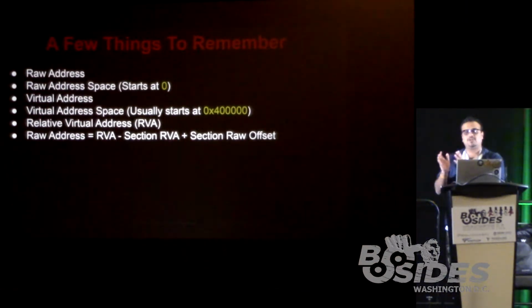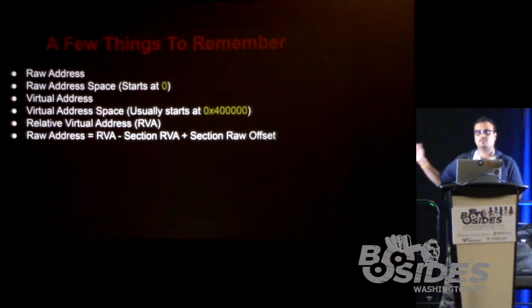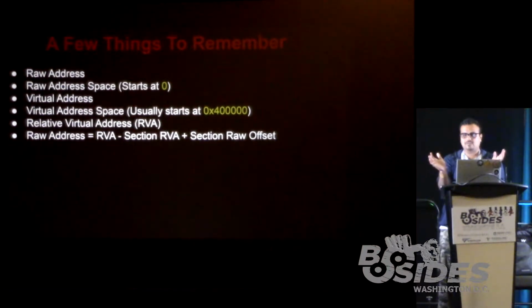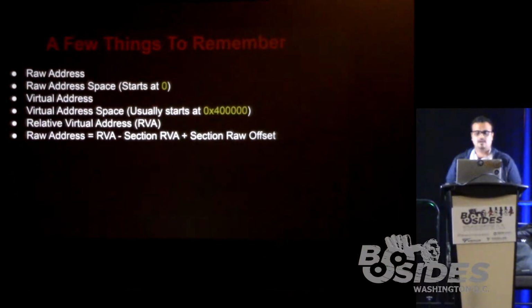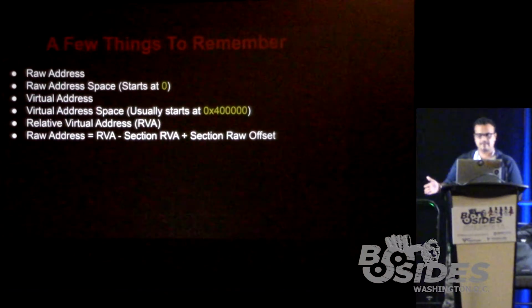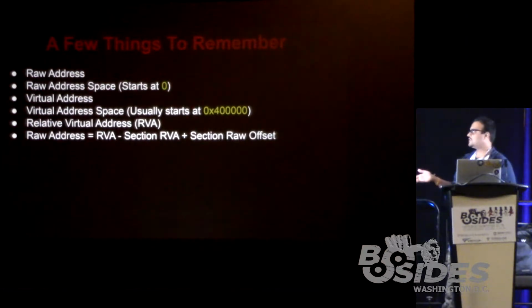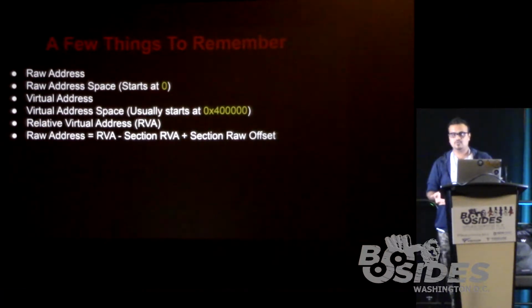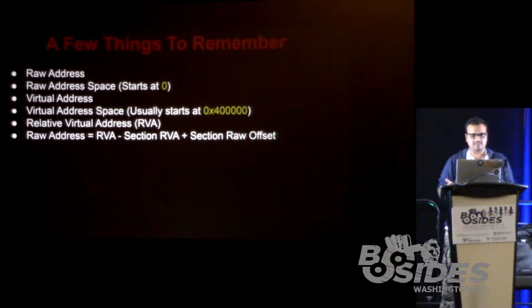You need to know where a particular byte exists. That is the raw address of that particular byte. Raw address space usually begins from 0, because 0 to the actual file size is the actual size of the file. Virtual address: this is the space where that particular byte will be loaded in virtual memory once the PE file is run. Virtual address space usually starts at that hexadecimal address, but that's not necessarily true. It's usually that address for most PE files.